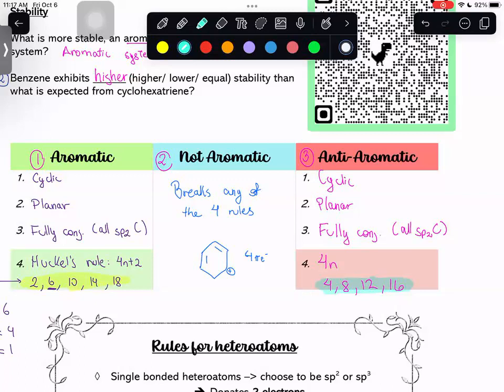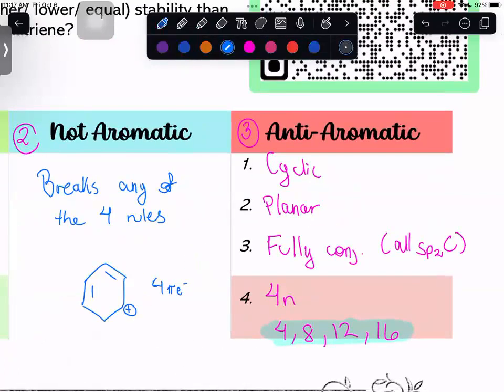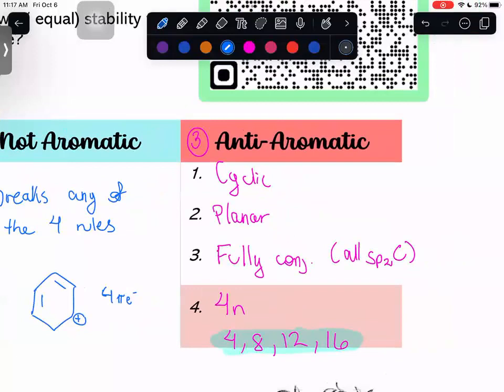Let me show you an anti-aromatic problem. Let's do this. Okay, random molecules, okay? Radicals are considered sp2. So yeah, they're going to be donating one pi electron.